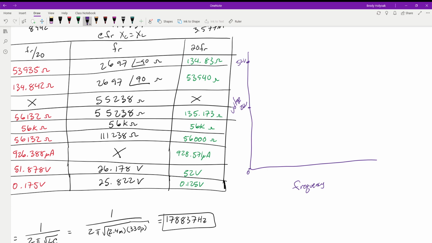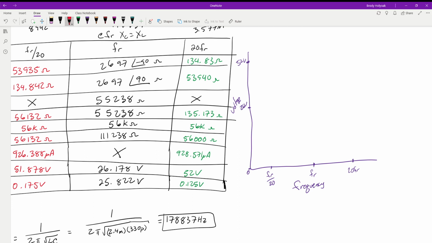Okay. The frequency ranges, we're going to label them just as our FR. We're going to label it as 20 times FR. And we're going to label it as FR divided by 20. So we could put the actual values in there, but for right now it's just a representation of what is happening on this chart. So let's take a look.